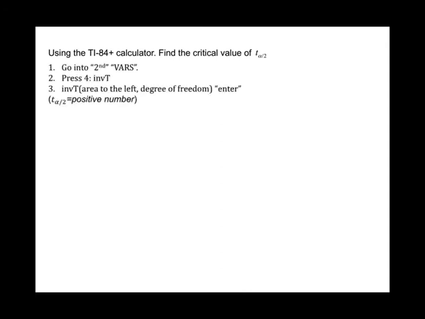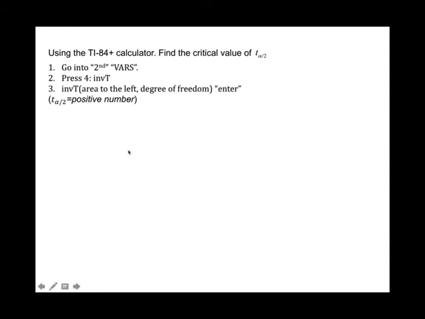Okay, using the TI-84 Plus calculator, find the critical value of t alpha over 2. You're going to see that this time my critical value is t instead of z, which means we are using the student t distribution instead of the normal distribution. I only say TI-84 Plus calculator because only the TI-84 Plus has this function. If you are using the TI-83 Plus calculator, you need to do the programming.